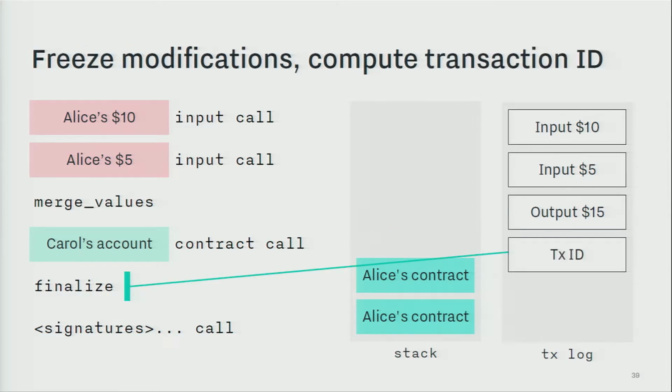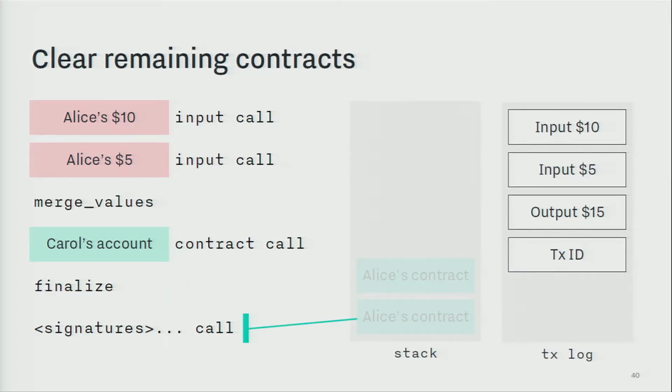Then you finalize the transaction, and you use the finalized transaction ID to make signatures with Alice's private key, and then you call the contract still in the stack, and that allows you to finalize or complete the whole transaction. As you can see on the very right-hand side, as we were going, we were populating the transaction log with all of the resulting inputs and outputs of the transaction. Now if this transaction is valid, then we can apply these changes to the transaction log. In other words, we tell the transaction log we're going to remove Alice's $10 input and remove Alice's $5 input, and we're going to add Carol's $15 UTXO output. So this is generally how it works.